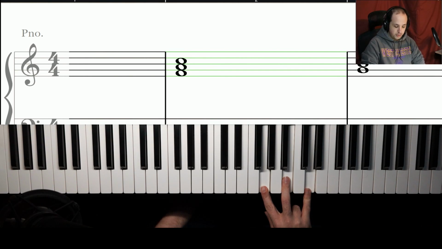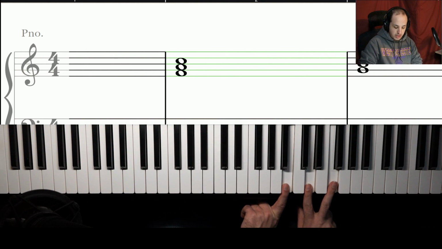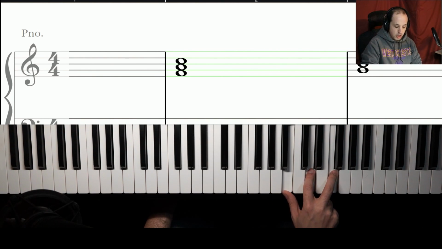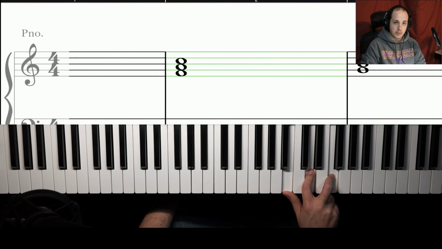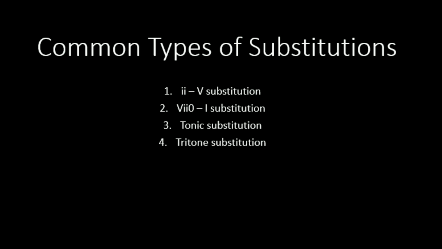Also, if you do the trick in the opposite direction, or actually if you start on the middle note and stack two evenly up there, that gives you another chord that you can replace it with. So you can replace a G major chord also with a B diminished chord, which we'll talk about in a little bit, because that's a specific type. Okay, so now that you get the concept that you can replace any two chords so long as they share two common tones, let's talk about the different common types of chord substitutions there are. These include the 2-5 substitution, the 7 diminished to 1 substitution, the tonic substitution, and the tritone substitution.